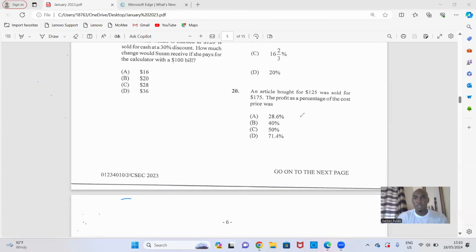It says an article bought for $125 was sold for $175. The profit as a percentage of the cost price was, now first thing it says the article bought for 125 was sold for 175. So if you purchase something for 125 and you sold it for 175, it means you made a profit of $50. Now, you have to be careful. It says the profit as a percentage. So this is the profit as a percentage of the what? Cost price. And the cost price was what? 125.